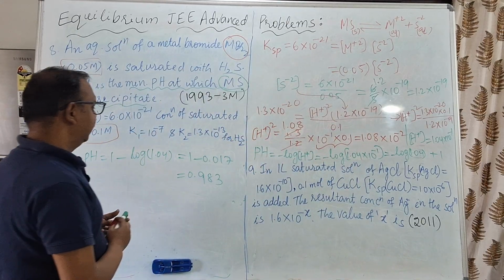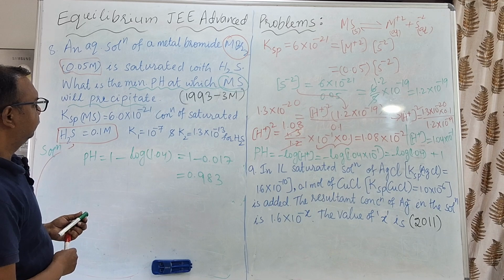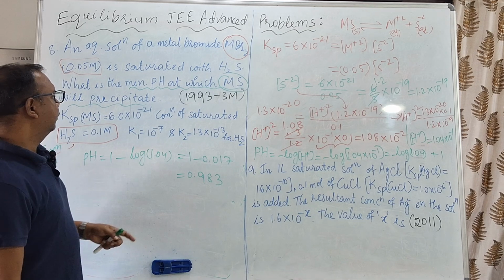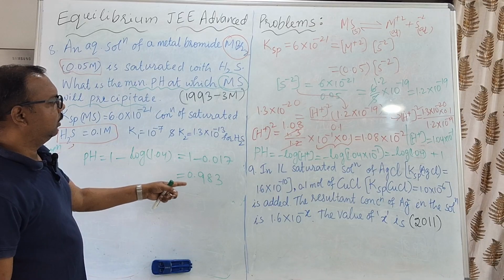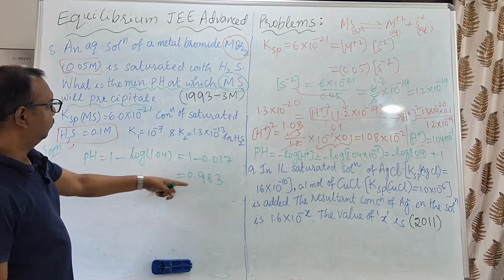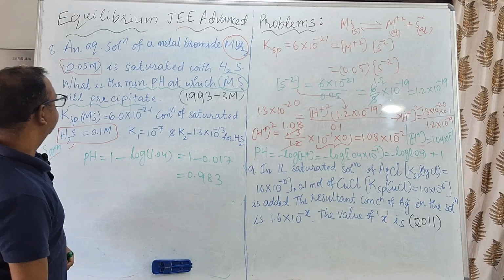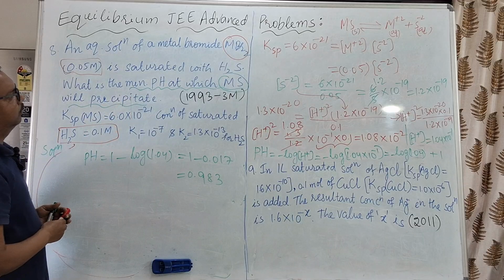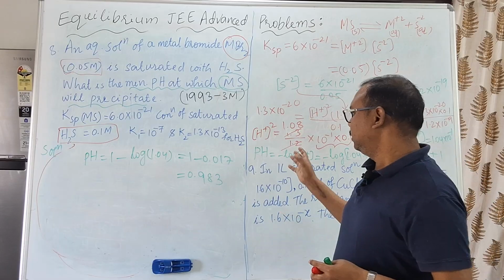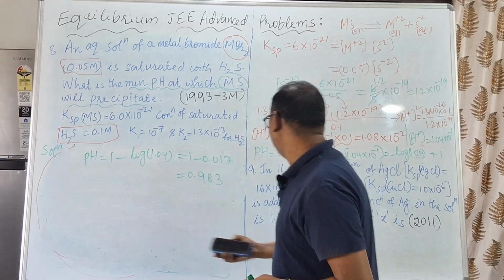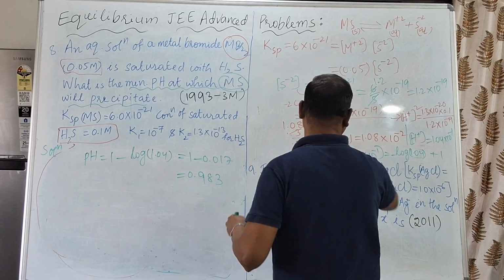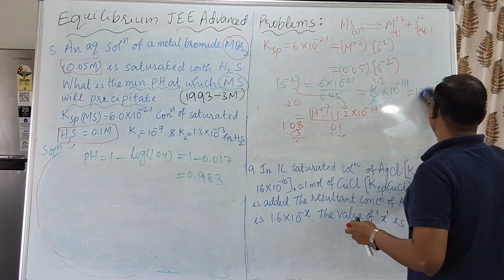Here you have to keep in mind the required value: 0.983 we will get here. See, the question they were asking is the pH value, 0.983, that is the required pH we have to find out. This is the information about the question. Next, let us go through the next question.